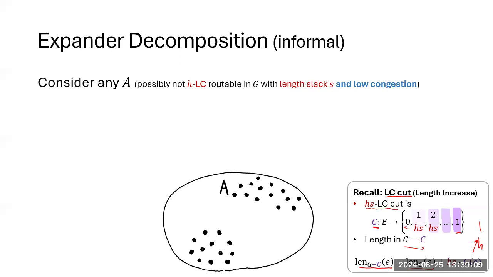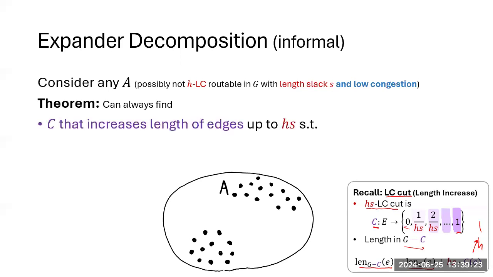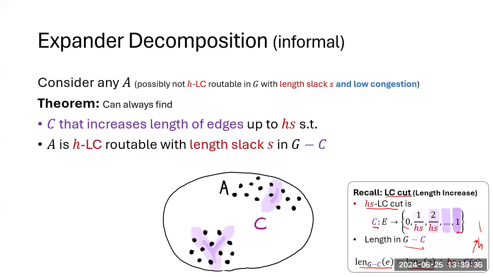Suppose that if A is routable, then there is a witness, but possibly it's not routable. But the point of expander decomposition is to say that you can still always find some cut or length increase, increasing the length of some edges, and then after the length increase, A becomes routable. A is length-constraint routable with some slack after the length increase.